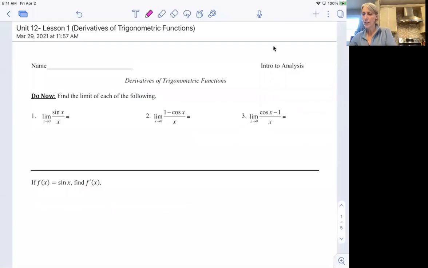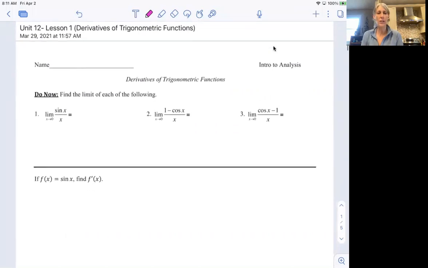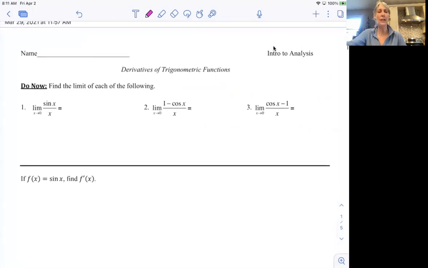Hey guys, today we're on Unit 12, Lesson 1, Derivatives of Trig Functions. So today we're going to derive and learn how to use some of the most basic derivatives of trig functions. Before we begin, we have to introduce some really easy basic limit properties.